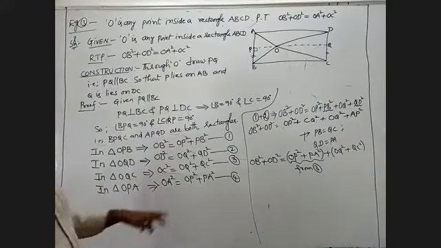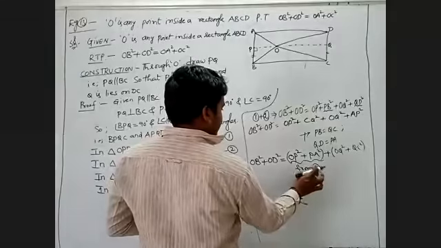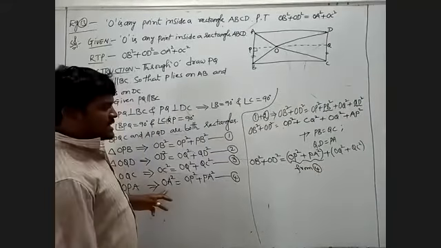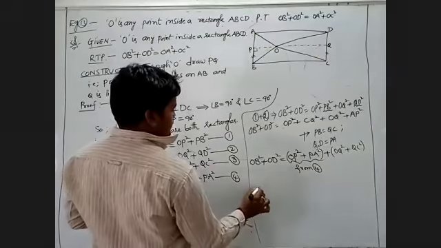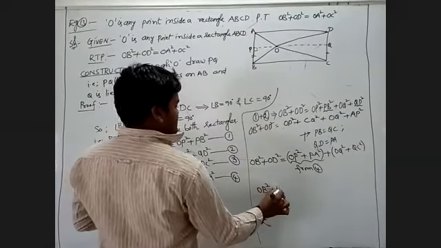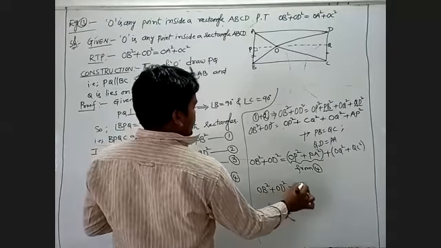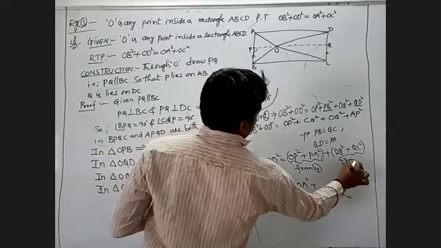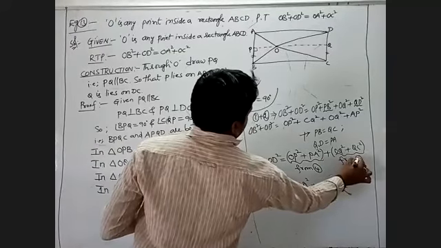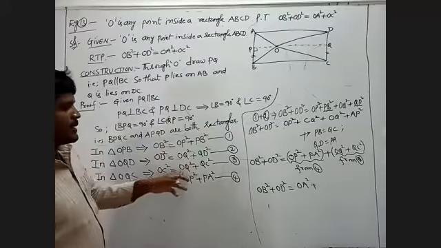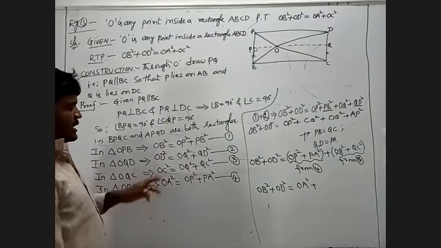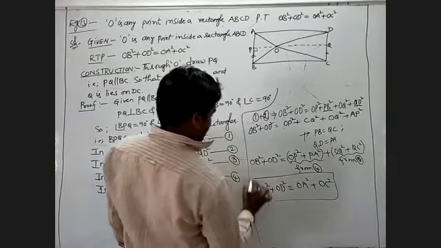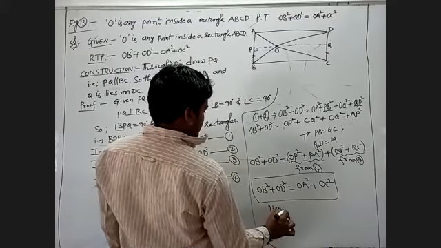OP square plus, I'm sorry, from 4 we take OP square plus PA square is nothing but OA square. So OB square plus OD square is nothing but OA square. After that we observe from 3 here OQ square plus QC square is nothing but OC square. This is the proof of the given theorem, hence proved.